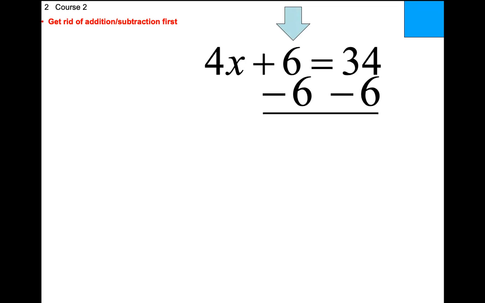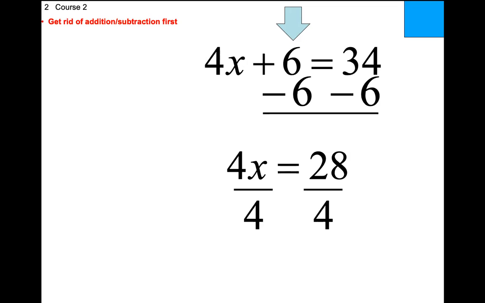34 minus 6 is 28. Now what? 4 is attached through multiplication. We're going to divide both sides by 4. 4 divided by 4 cancels. 28 divided by 4 is 7. Okay.